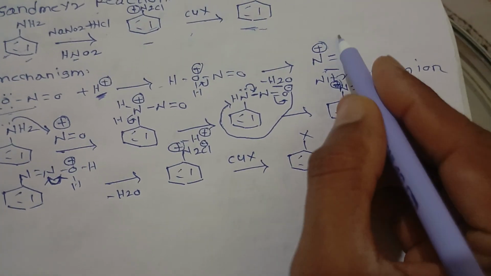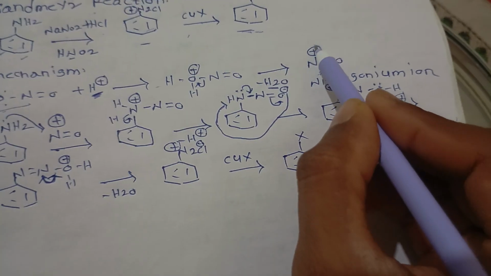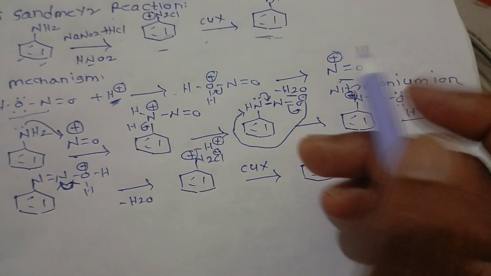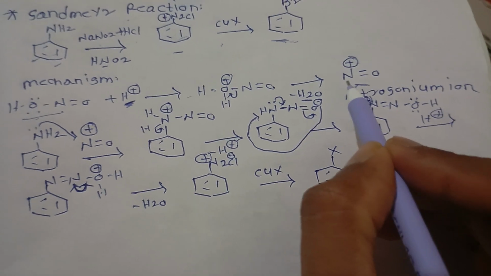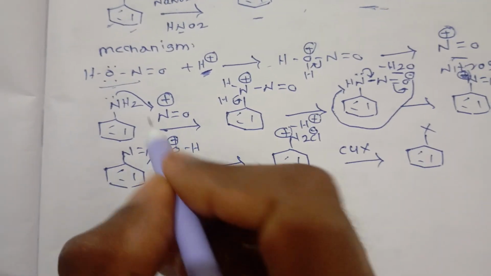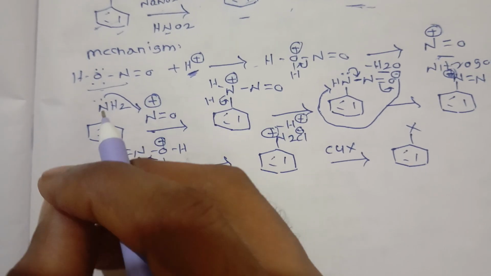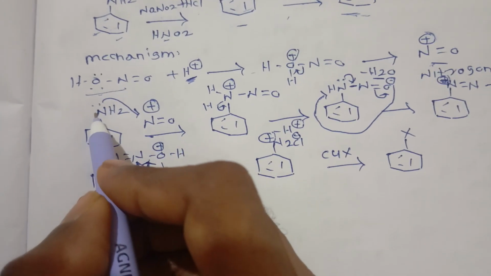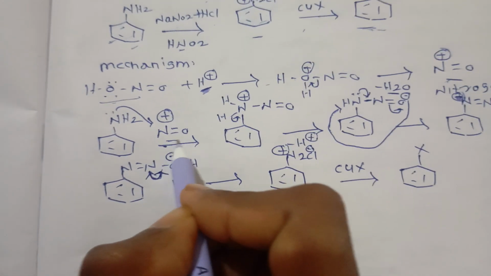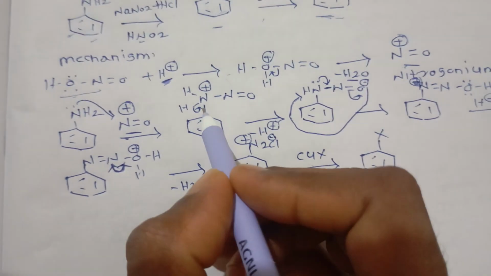Okay, what is this nitrosonium ion? The nitrosonium ion is the electrophile. What is meant by an electrophile? An electrophile means a species which is electron deficient. Okay, in the next step, here we have the aniline, which behaves as a nucleophile, because nitrogen has a lone pair. This lone pair of the nitrogen attacks this electrophile, the nitrosonium ion, and here we get it like this.